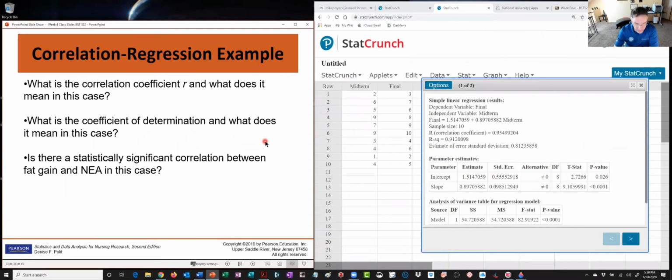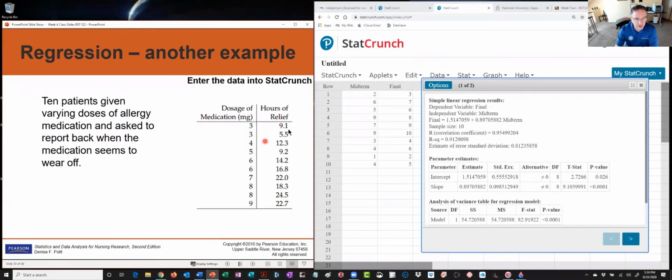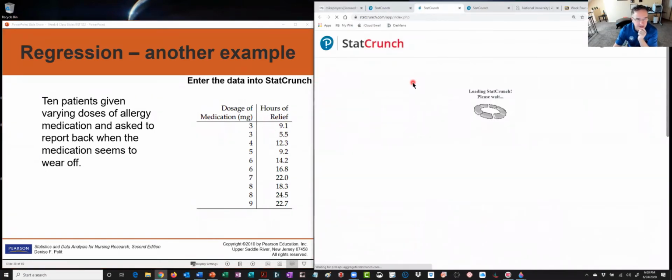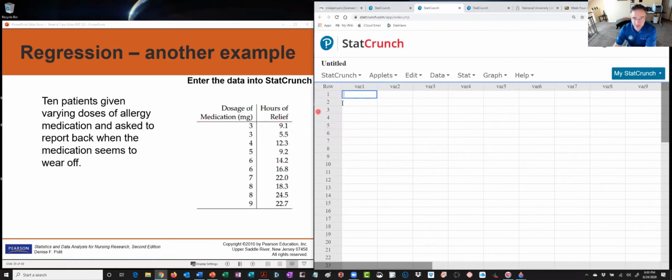So let's do another one. Another one we type in, and we'll do this one together. What if we take the dose, we give 10 test patients. So I'll go back to my StatCrunch, open up another sheet here. We have a dosage and hours of relief. So dosage, and we'll call it relief, hours of relief time. Whether we load the data in or we type it in, copy and paste, we've got a lot of ways of getting data into StatCrunch.